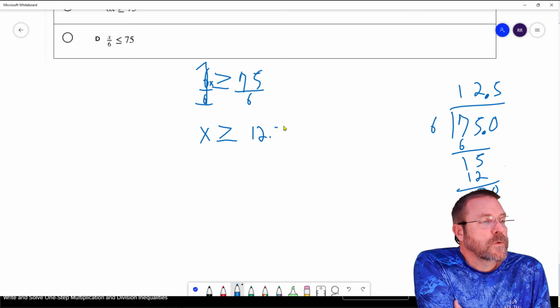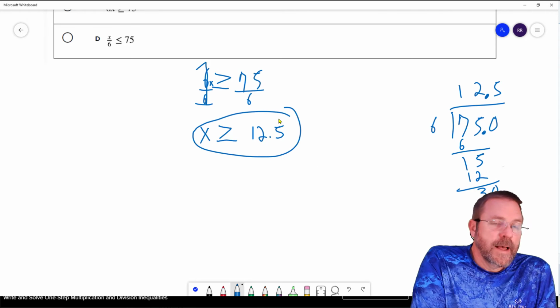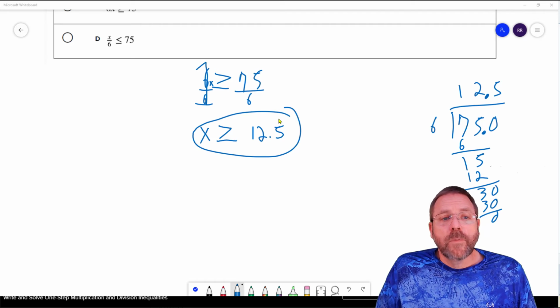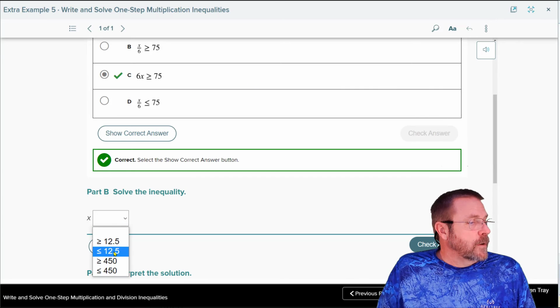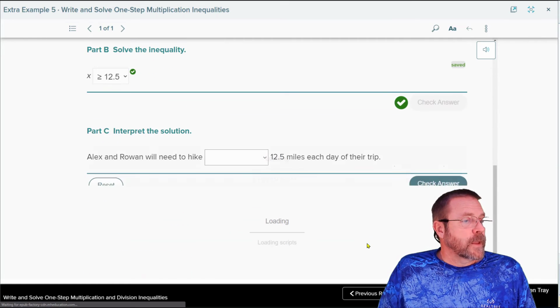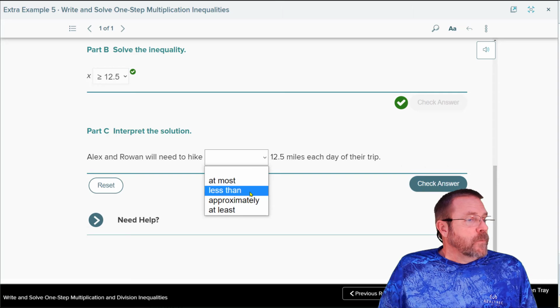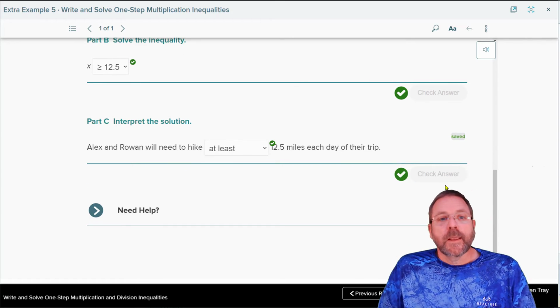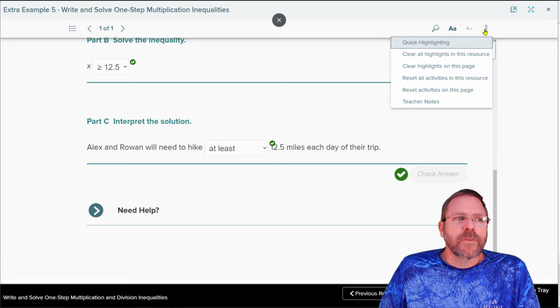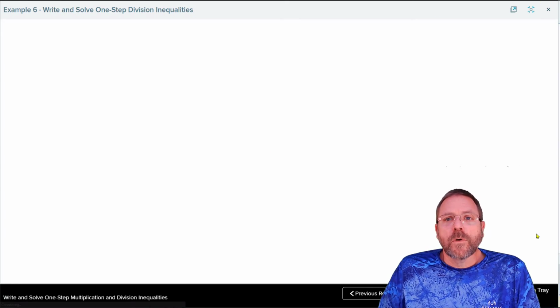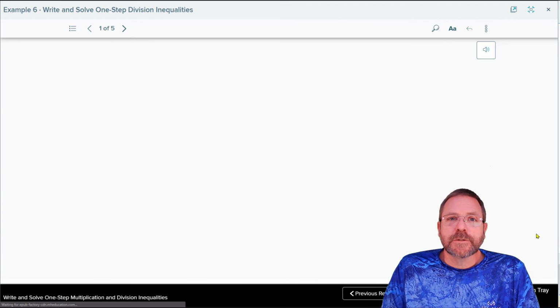So your answer is that each day they have to hike greater than or equal to 12.5 miles. So right here, we got our greater than or equal to 12.5. Check that. That's good. And finally, they need to have, there it is, at least. Check our answer. The answer checks. Easy math. You guys can do this stuff. It's really not any harder than working multiplication and division equations.